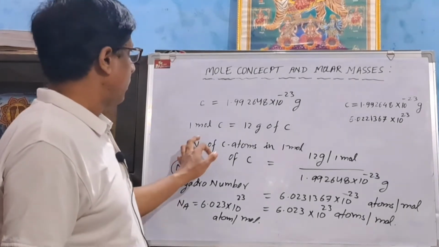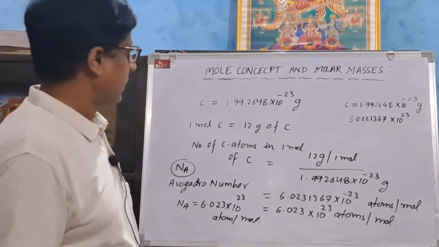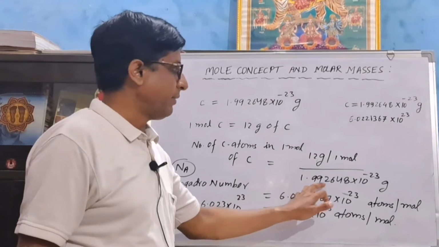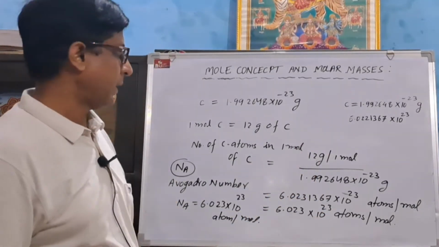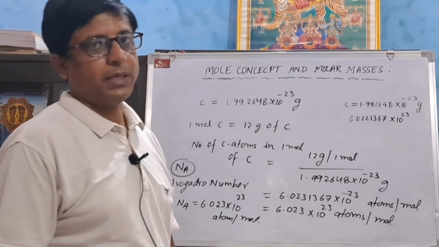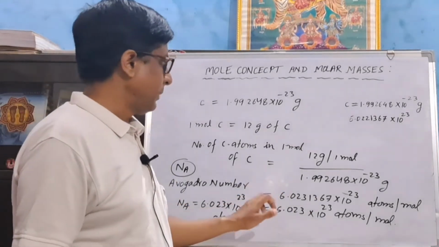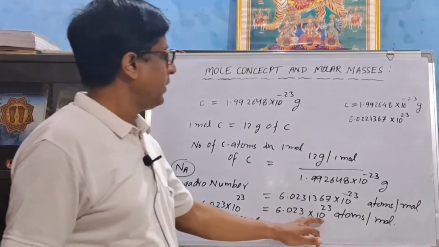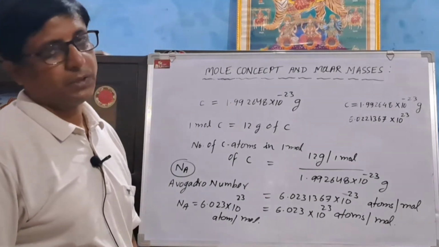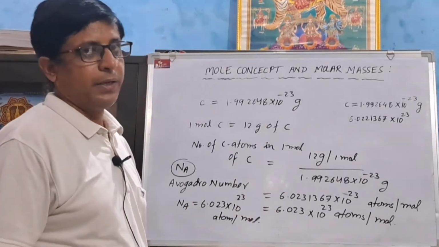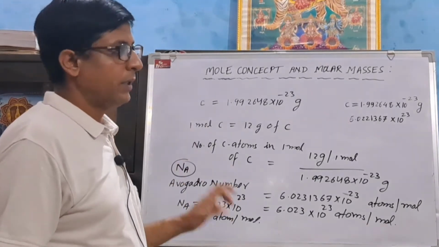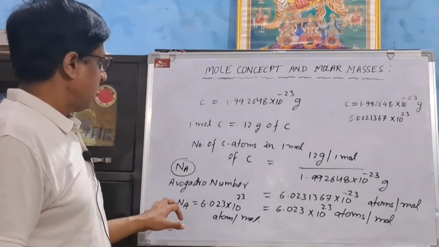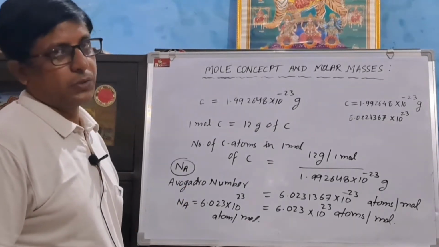So 1 mole of carbon contains 12 gram of carbon. Thus, the number of carbon atoms in 1 mole of carbon is equal to 12 gram divided by the mass of 1 carbon atom, which has been determined by mass spectrometric technique. After simplification, it comes out approximately equal to 6.023 × 10^23 atoms per mole. This quantity is known as Avogadro number, and it is represented by the symbol Na. It is in honor of scientist Amedeo Avogadro.